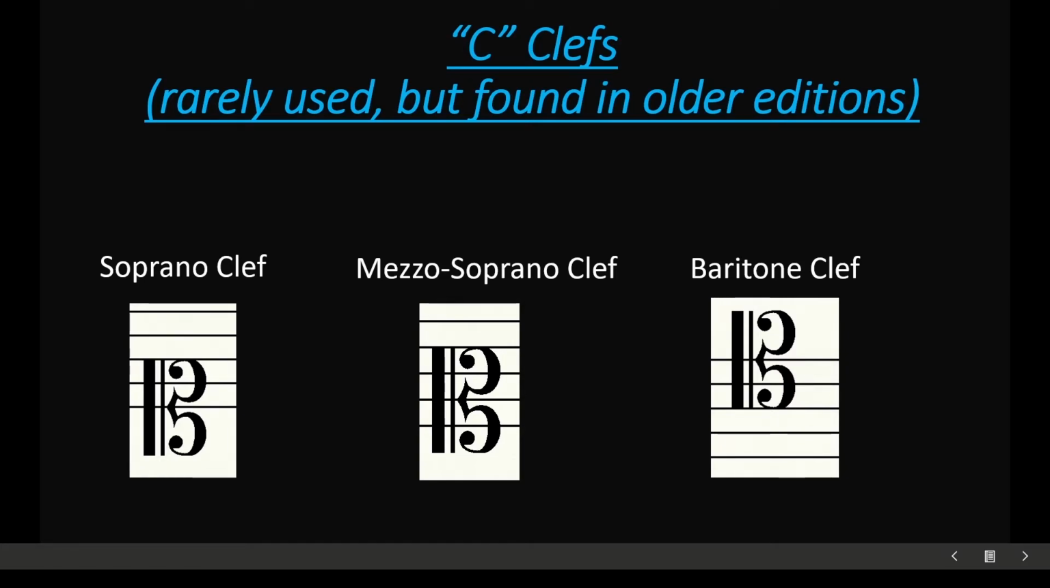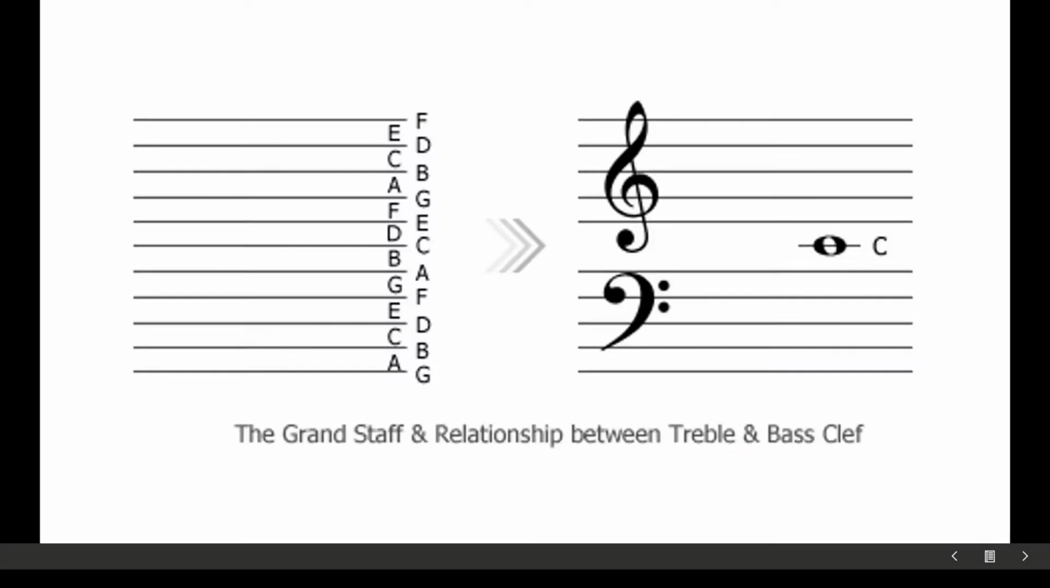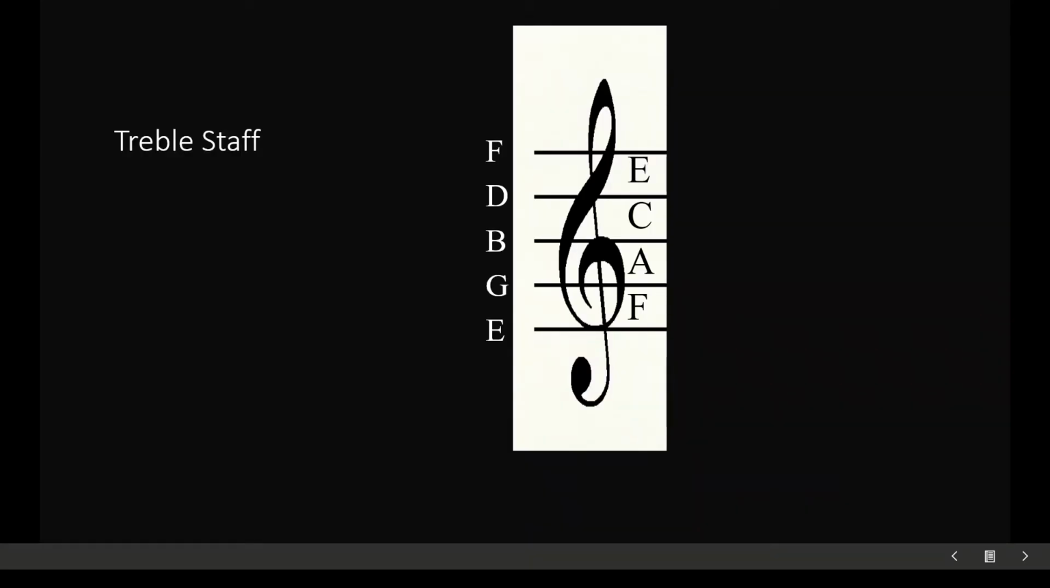But no matter where this hook lies, it's always going to be C4. It's always going to be middle C. So even that soprano clef on line 1 is middle C. On the mezzo-soprano clef, line 2 is middle C. In the baritone clef, line 5 is written as middle C. And that is how it all relates, okay?